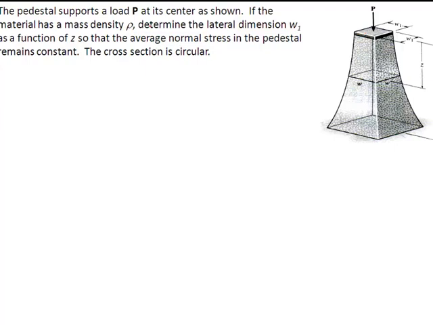A pedestal supports a load P at its center as shown. If the material has a mass density rho, or in other words rho g is its weight density, determine the lateral dimension W as a function of Z, so that the average normal stress in the pedestal remains constant. The cross section is square.